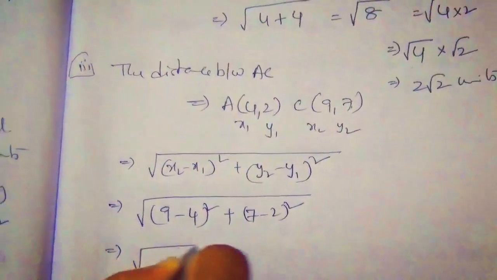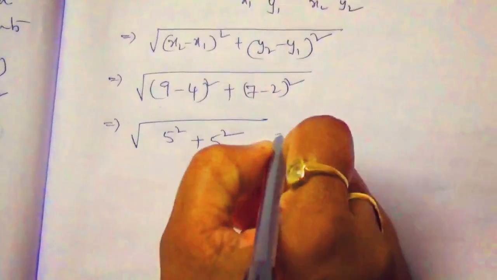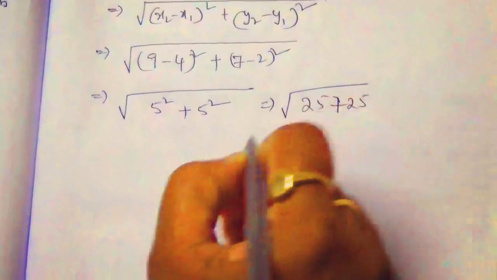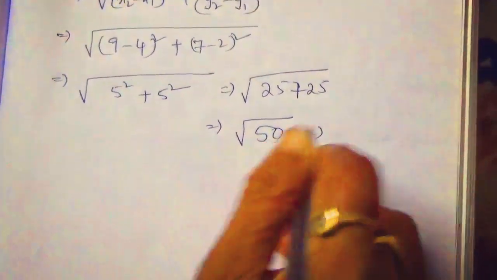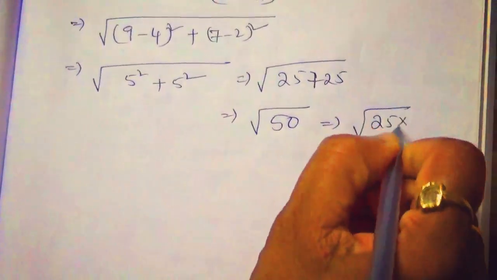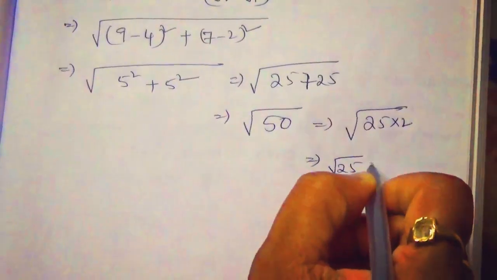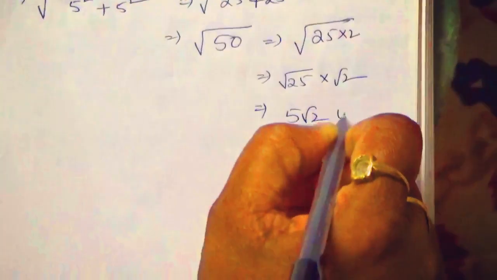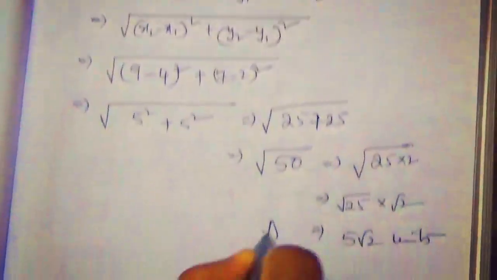That is equal to square root of 5 square plus 5 square. That implies square root of 25 plus 25. That is equal to square root of 50. We can write this 50 as 25 into 2. I want to separate these two. 25 into square root of 2. That is equal to 5 root 2 units. Here it is BC. Here it is AC.